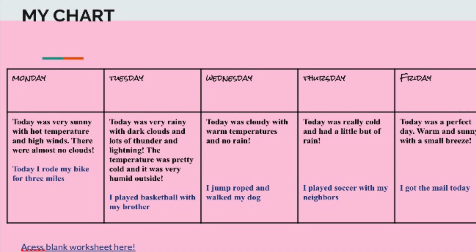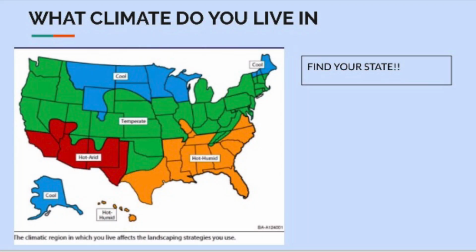My second activity is about climate. This picture is the United States and the different climate regions, and I want you guys to find your state where you live and see what the climate is. As you can see, different states and similar regions of the world have similar climates. For example, the southeast region of the United States, which is where I live, tends to have a hot, humid climate, where the northeast tends to have a cooler, temperate climate.